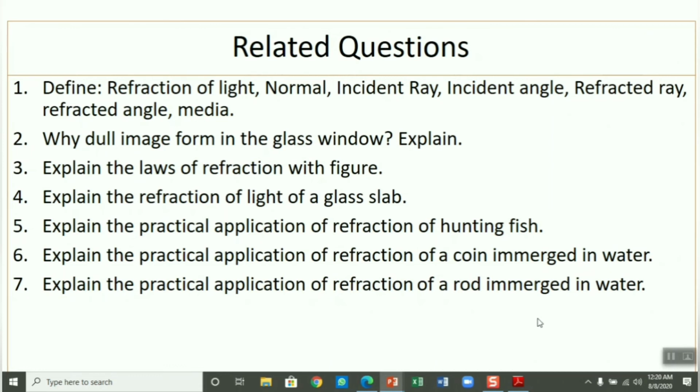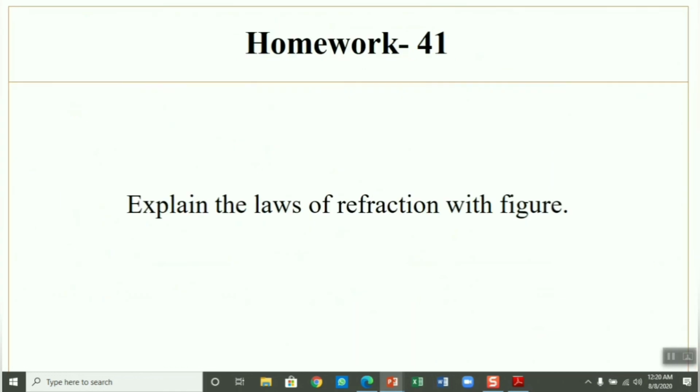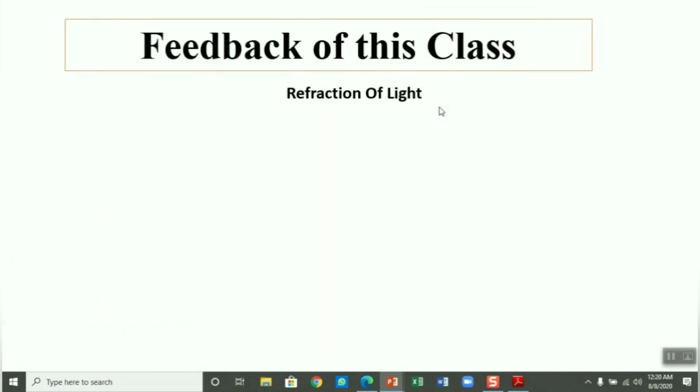I hope you will write all these related questions in your class or copy. And then homework. Explain the laws of refraction with figure. Obviously, you must write this one. And it is homework number 41, as our online classwork number is 41, it is homework number 41.